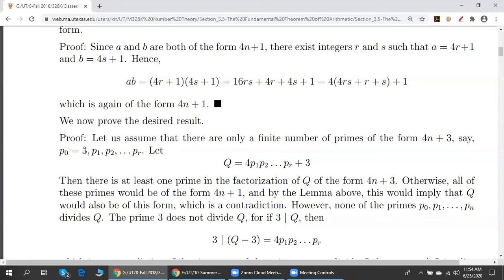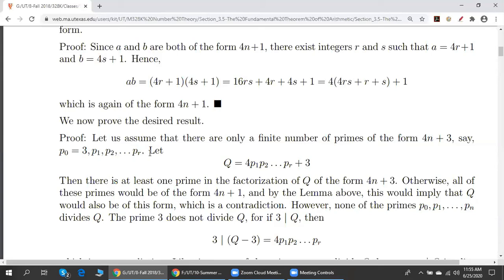However, over here we have all prime numbers that are of the form 4n plus 3. So, according to what we just said, Q is divisible by at least one of the numbers from this list. Let us show that this is impossible.